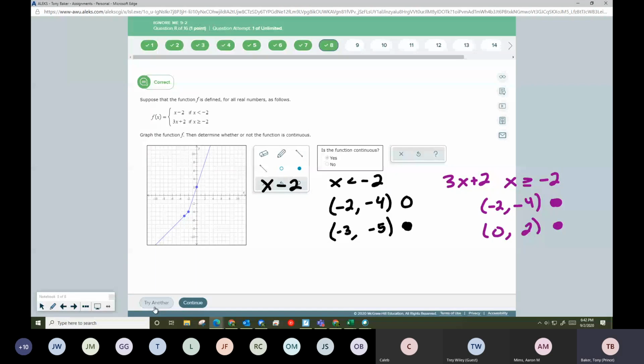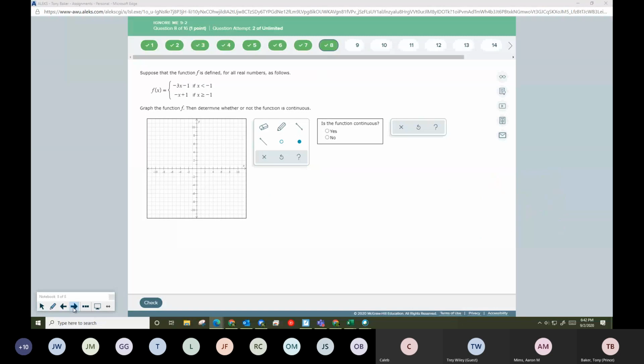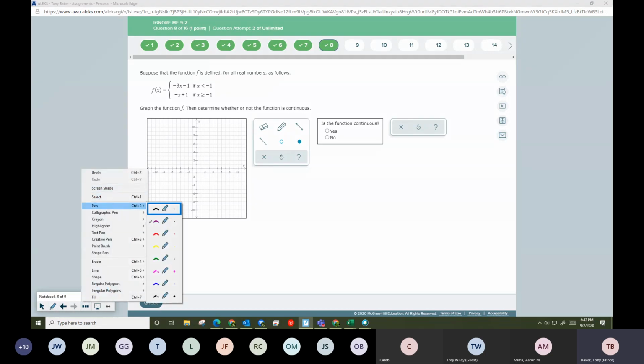All right, let's try one more of those. The other thing I miss from an actual class is that I would normally say, here, do this one, and walk around and see you actually doing it on your paper, which I can't do virtually.